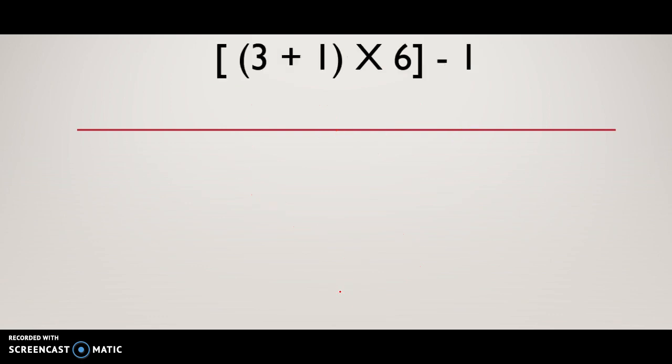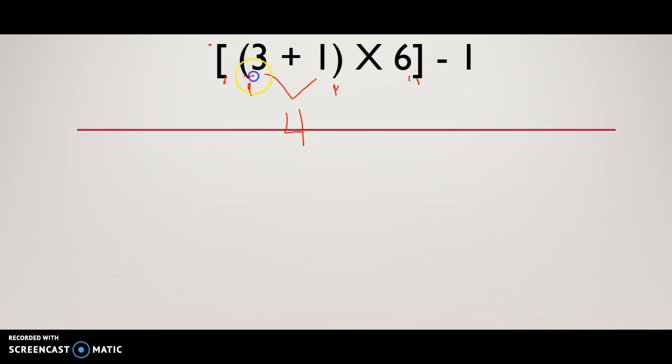Let's try another one. This time I have 2 sets of grouping symbols. I have brackets and I have parentheses. When you have 2 sets, you still go to your grouping symbols first. So this is what's first, inside the brackets. Now when I get inside, I still start over with step 1. I'm looking for parentheses, brackets, and braces. So I have parentheses inside, so I need to do that first. So 3 plus 1 is 4.